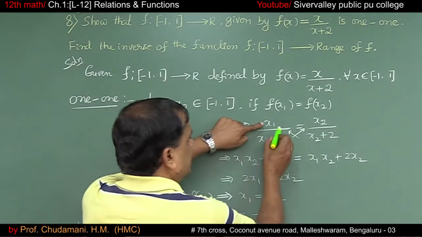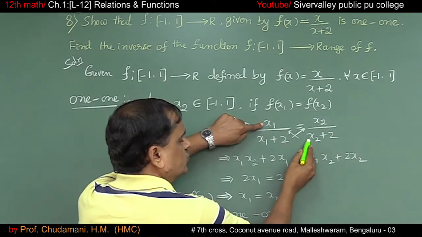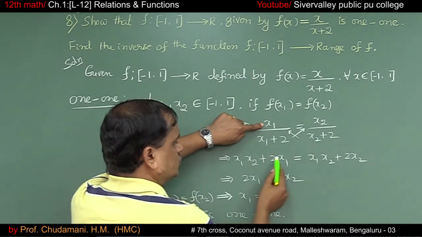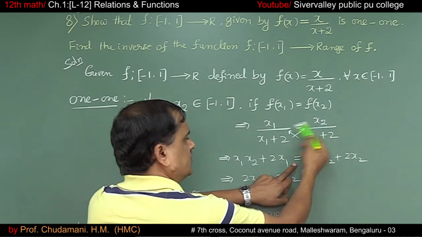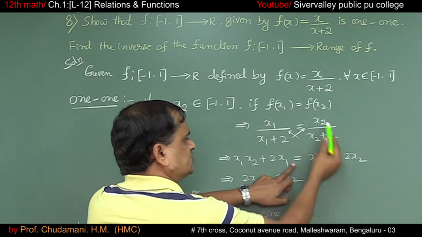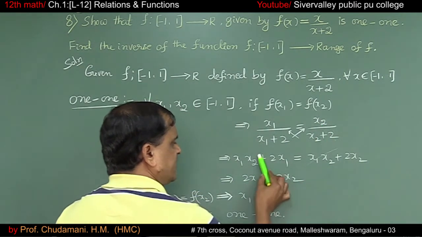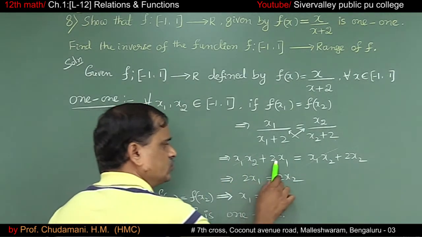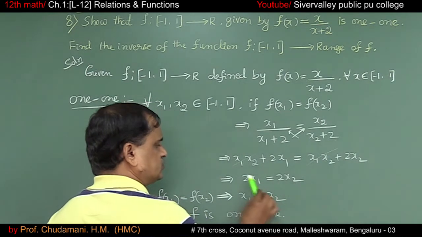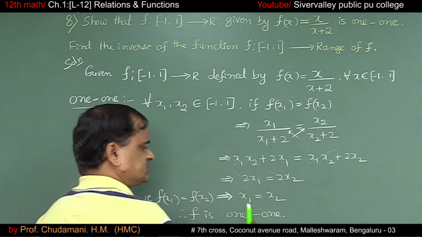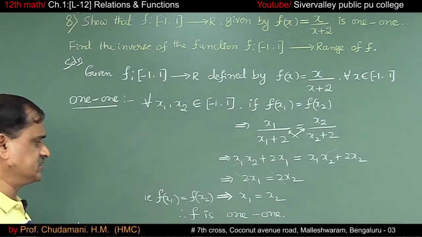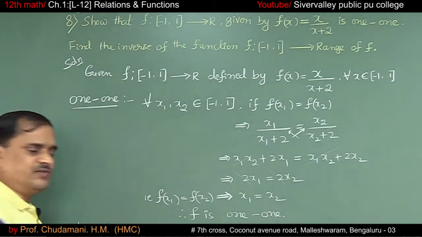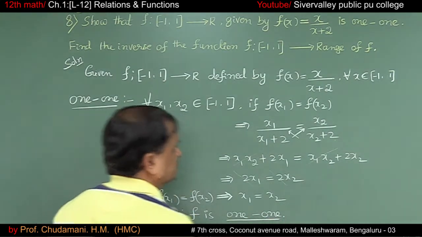Cross multiply: x1 into x2 plus 2 means x1 x2 plus 2x1 is equal to x1 x2 plus 2x2. x1 x2 gets cancelled if you shift that to the LHS. So 2x1 is equal to 2x2. 2 also gets cancelled. x1 is equal to x2 if f of x1 equals f of x2. Therefore, f is a one-one function.